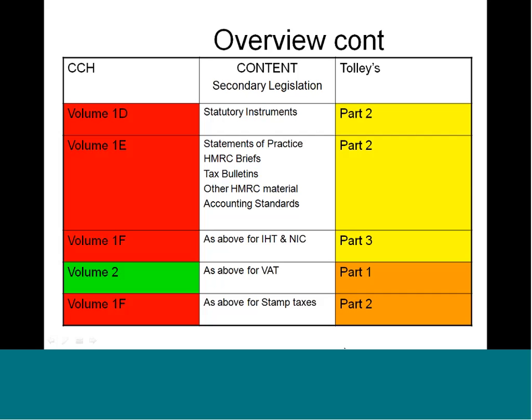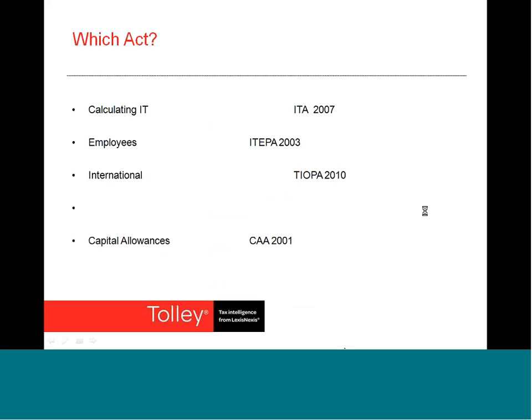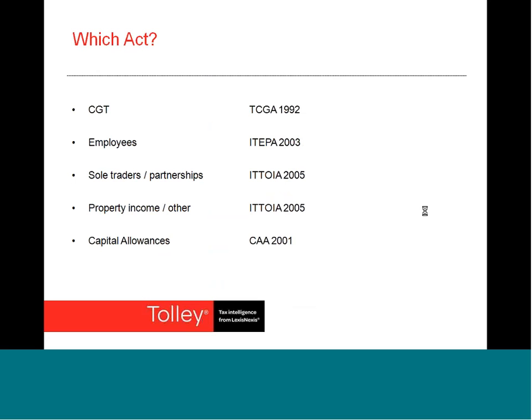Now, what I would say to students is you just need to think about what it is you need to be using the legislation for. So if it's something to do with capital gains tax, then you know it's going to be in the Taxation of Chargeable Gains Act 92. If it's something to do with employees, then it's in ITEPA. So that's where we're going to get all our share schemes, our benefits, taxable benefits for employees. If it's something to do with a sole trader or a partnership, then it's ITTOIA, so that's Taxation of Trading and Other Income. Hence, other income like property income, etc., is also in ITTOIA.